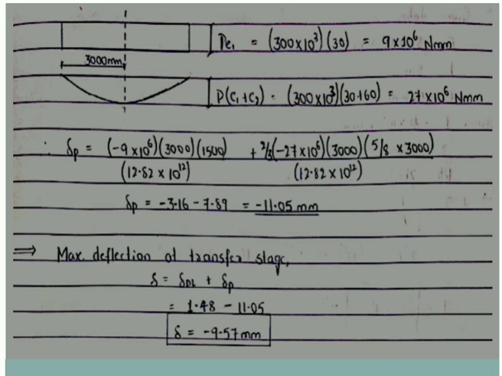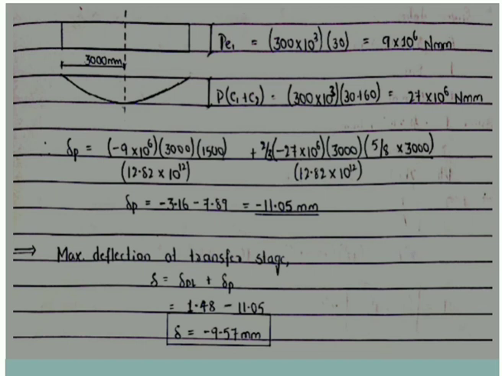So maximum deflection at transfer stage will be delta dl plus delta p. We get delta as minus 9.57. So we can put a point load such that it has the freedom of causing a deflection up to 9.57. Now this is the example which is trickily asked.